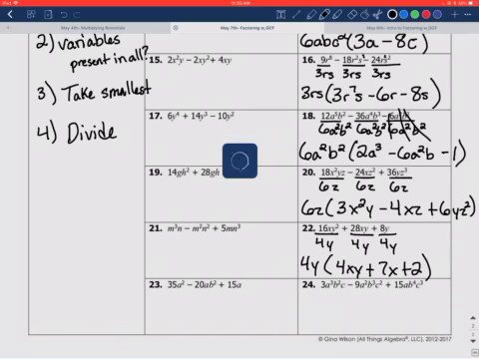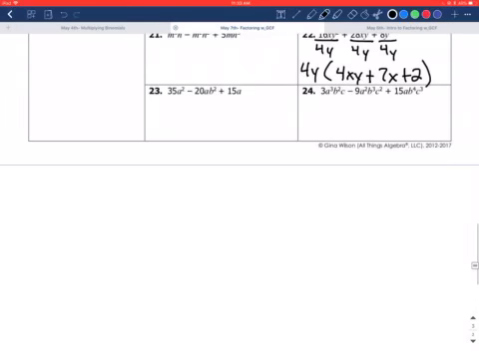I guess they get a little easier as you keep going down. Well, I spoke too soon. Here's 24. Really not difficult, just a lot of stuff to keep up with, okay? So we divide everything, focus on the numbers first. That's going to be 3. Then we look at the a's, and we have a to the first power. That's the smallest one. For b, we have b to the second power. That's the smallest one. And for c, we have c to the first. So we have 3ab squared c.